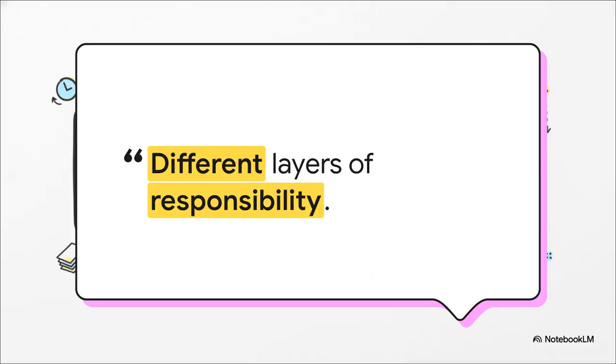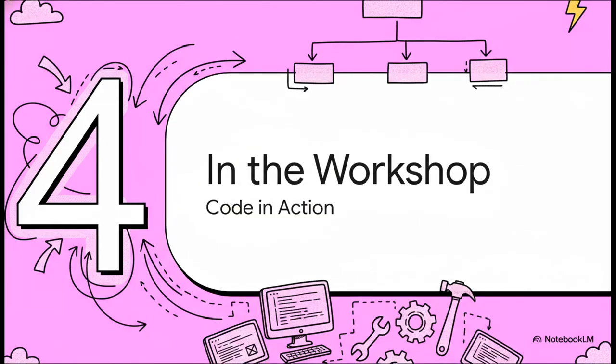This little phrase really just sums it up perfectly. It's a clever play on words for sure, but it's also the most accurate way to describe their relationship. They each have their own distinct layer of responsibility. Okay, theory is great, but let's jump into some code and see how this partnership actually plays out. How do we, as developers, tell this team what to do?